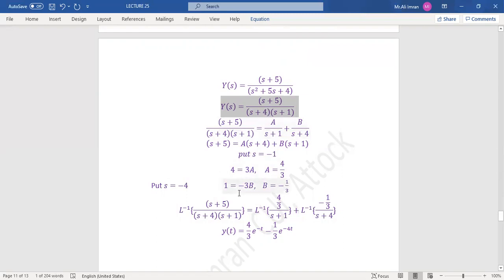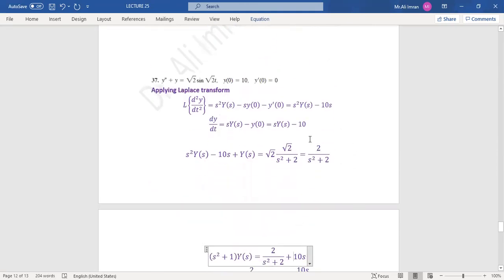So using these values of A and B in this formula, we have inverse Laplace transform of s plus 5 divided by s plus 4 into s plus 1 is equal to inverse Laplace transform of 4 by 3 divided by s plus 1 plus inverse Laplace of minus 1 by 3 divided by s plus 4. This is the Laplace transform of e power minus t, and this is the Laplace transform of e power minus 4t. So, dear student, we have solved in detail a second order differential equation.